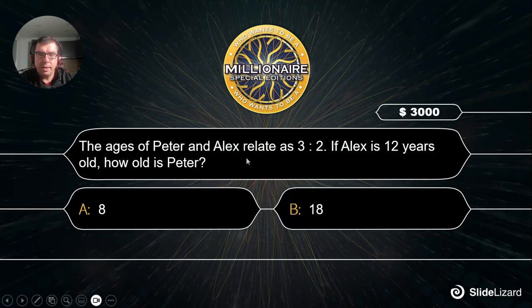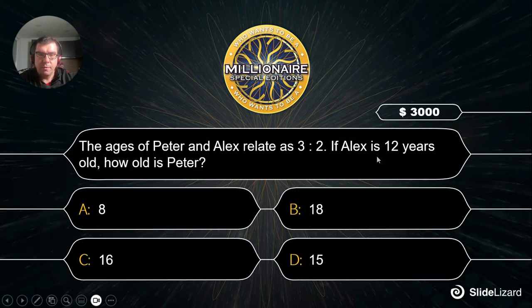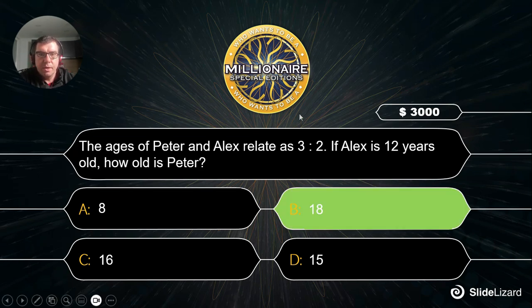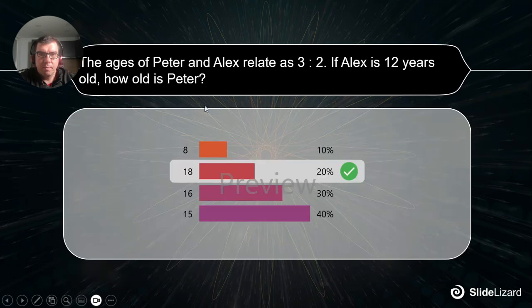The ages of Peter and Alex relate as 3 to 2. If Alex is 12 years old, how old is Peter? Did you find B, 18? That is correct. So Peter to Alex is 3 to 2. The age of Peter relates to 12 as 3 to 2. That means Peter will be 3 times 12 divided by 2. 3 times 12 is 36, divided by 2, 18. And that's the answer.